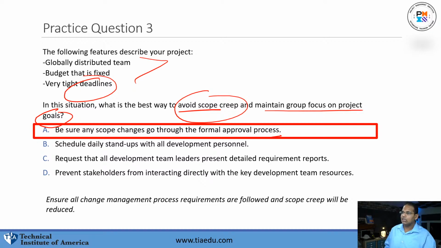By doing that, it's going to help to tell people, you know what, if you want to add things to the project scope, by adding to the scope, you're probably going to increase the budget. And one of the things in this question was that the budget is fixed. If that budget is fixed, you just can't go adding things as needed. In order to expand that budget, you're going to have to go through that formal change process with an approved change request. All right, very good, guys.